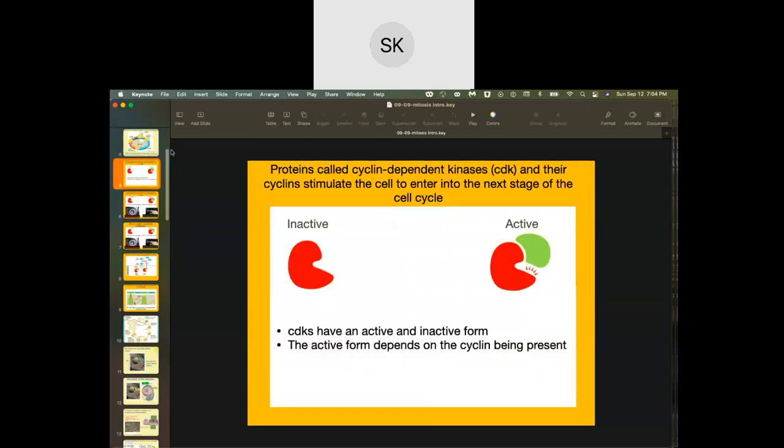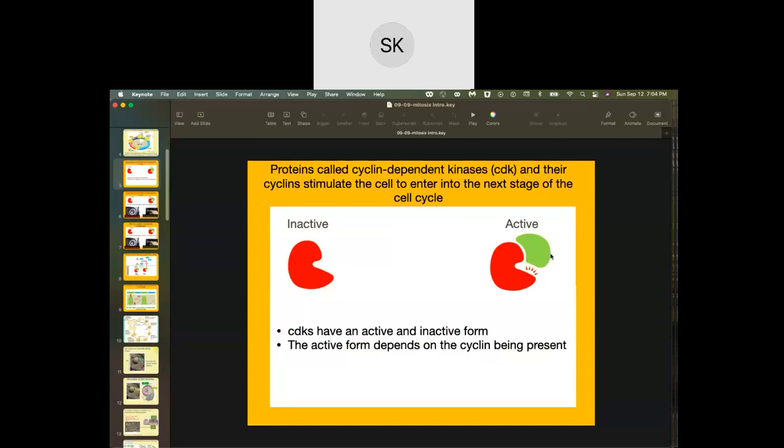So these are some cartoons of the CDK and the cyclin proteins. CDK again stands for cyclin-dependent kinase up here, and that is this red little Pac-Man looking thing. And then this other protein, the green one, is the cyclin. Now this protein, the CDK, is going to be inactive unless the cyclin is bound to it.